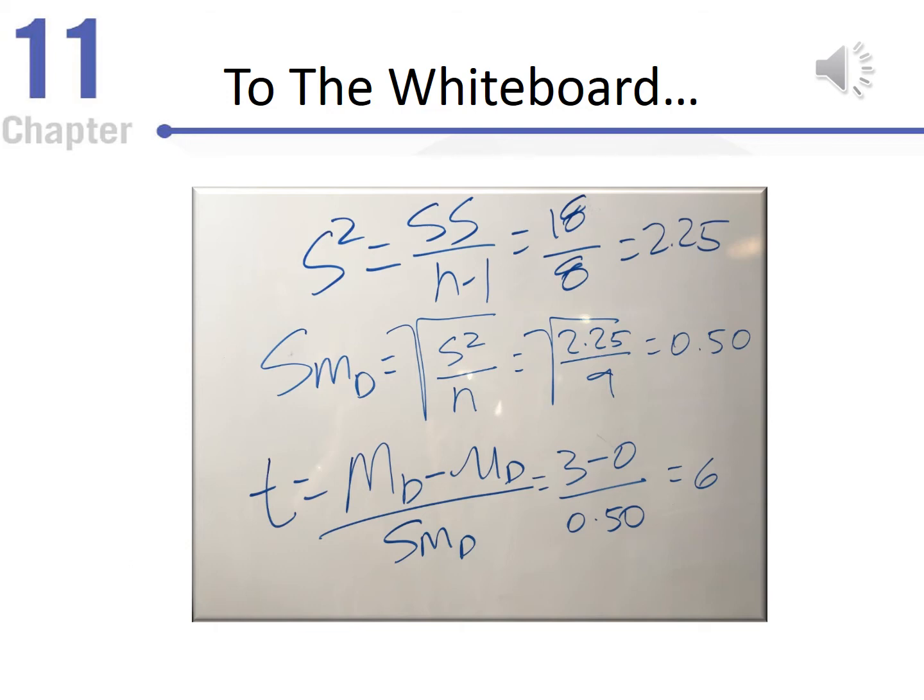And now we can work through the substitution of the t equation. Of course, that is the mean difference, that's the value from the sample, minus the mu difference, that is the population parameter hypothesized by the null hypothesis, divided by the estimated standard error. So our mean difference was 3, minus that value predicted by the null hypothesis, which is 0, divided by the estimated standard error, which we just calculated to be 0.5. So that gives us a t value of 6. Make sure you understand these calculations before you go on.